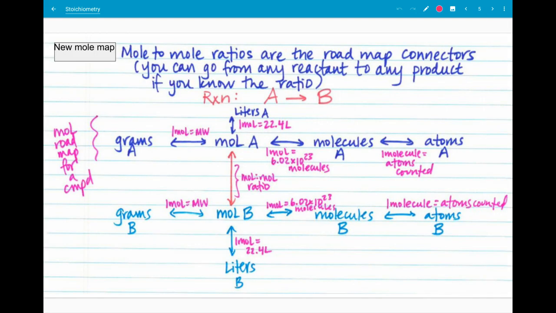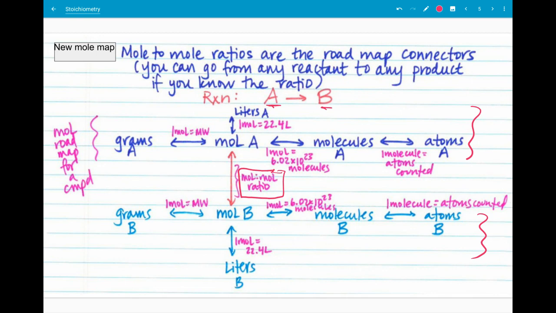So what we have here is the new mole roadmap. If you look on this top part, this is the mole roadmap I gave you first semester. And the bottom part is the mole roadmap in just a different color. What is different now is this middle part, the mole-to-mole ratio. This mole-to-mole ratio from the chemical reaction is going to connect 2 mole roadmaps together. So I can go from compound A to compound B, or from a reactant to a different reactant, or a product to a product, or a reactant to a product, all based off of this mole roadmap.